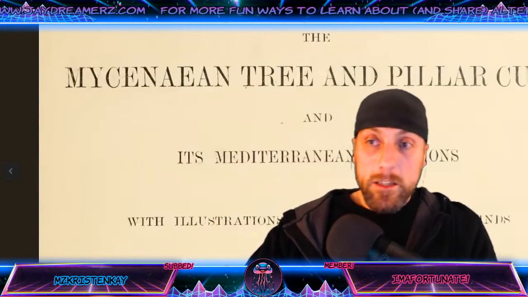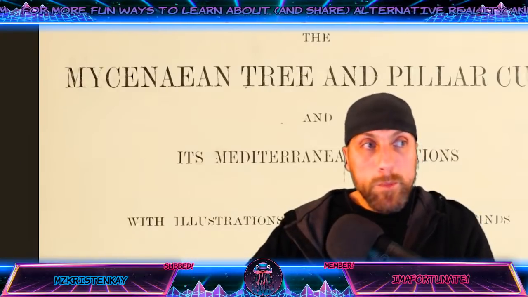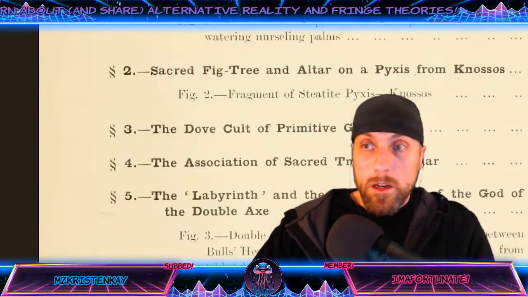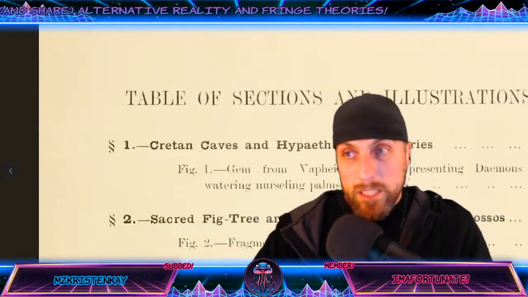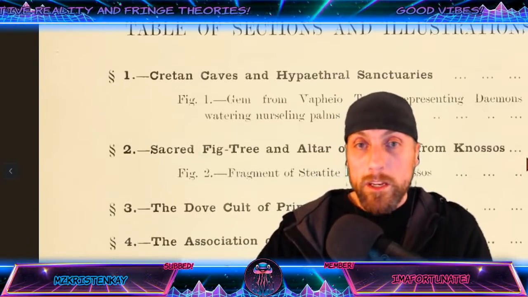It's called The Mycenaean Tree and Pillar Cult, and Its Mediterranean Relations. There are many of these books that have been printed. This is not a new concept. It's just that we forget these concepts, or they're buried and hidden and suppressed so that most people don't have access to them because they don't know about them. Simply put, this book goes into great detail. Let me read some of the sections. This book was written in 1900, over 120 years ago.